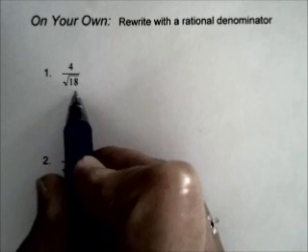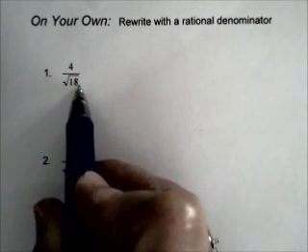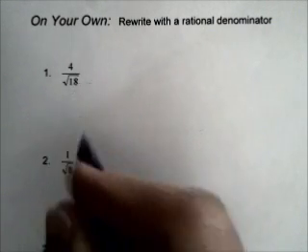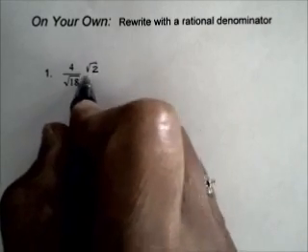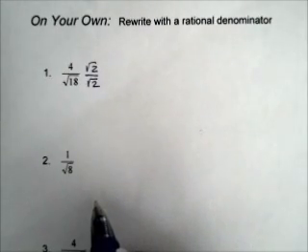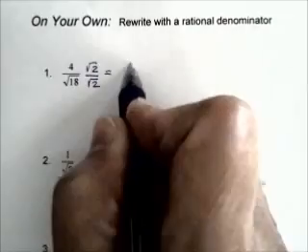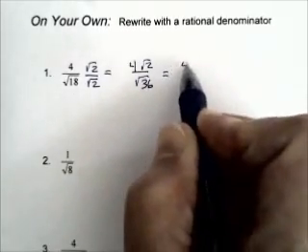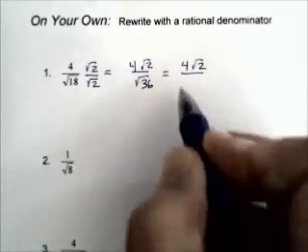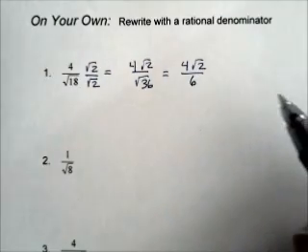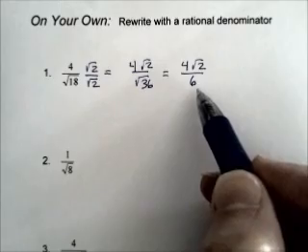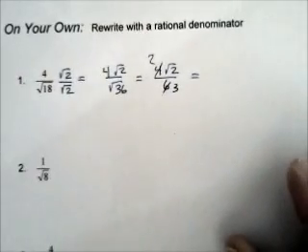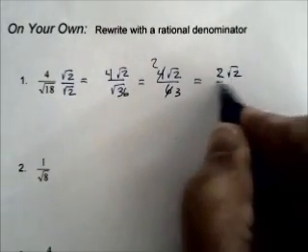We have 4 over the square root of 18. I want to bring this denominator up to a perfect square, so I'll multiply by 2 to bring it up to 36, meaning the square root of 2. So I'll multiply by 1 in the form of square root of 2 over square root of 2. This would be 4 square root of 2 over the square root of 36. So 4 square root of 2, the square root of 36 is 6. Okay, we've rationalized the denominator. Can we simplify the fraction? Yes. The 4 and the 6 reduce. So our final answer is 2 square root of 2 over 3.